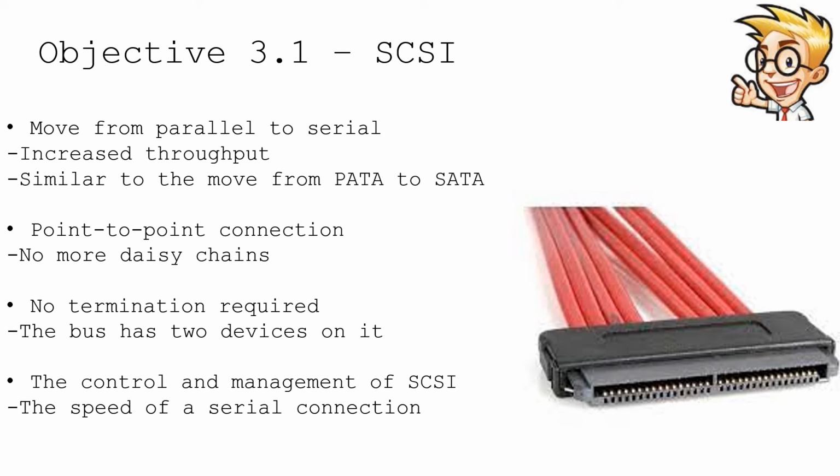We no longer have these cables with multiple interfaces or devices with multiple SCSI interfaces, because there's no more daisy chains. We also removed the need to have a terminator, because the only thing on the serial attached SCSI connection is the controller on one side and the hard drive or storage device on the other. This gives us control and management of a well-established SCSI set of protocols, but it also provides us with speeds we need for our most modern storage devices.